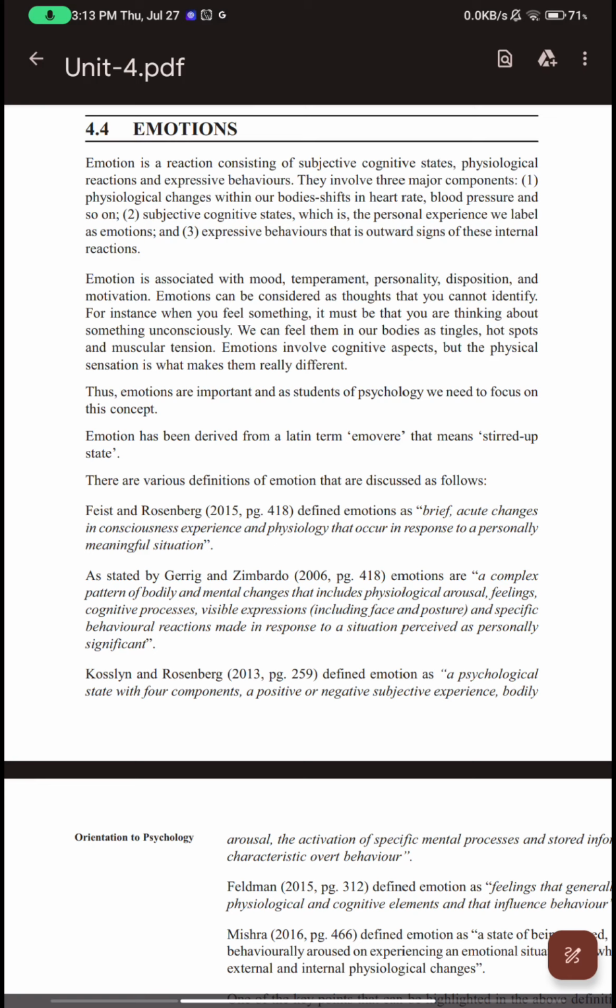Or maybe when you're really sad, you feel like your heart is being plunged from inside, or something like that. Different people have different symptoms, I guess. Emotions involve cognitive aspects, but the physical sensation is what makes them really different. Emotions obviously means mental aspects. It means emotions are in the brain, in the mind. But the physical sensations are the actual sensations we feel.